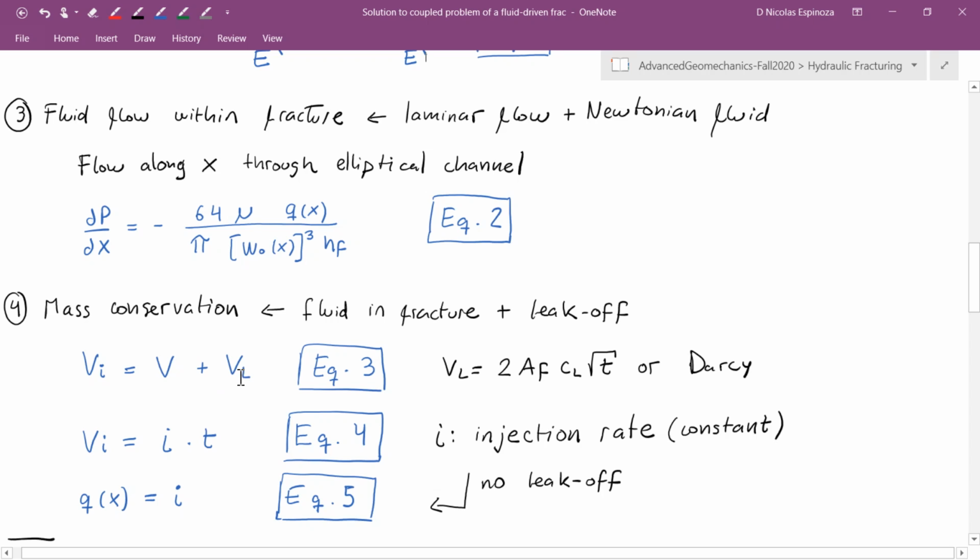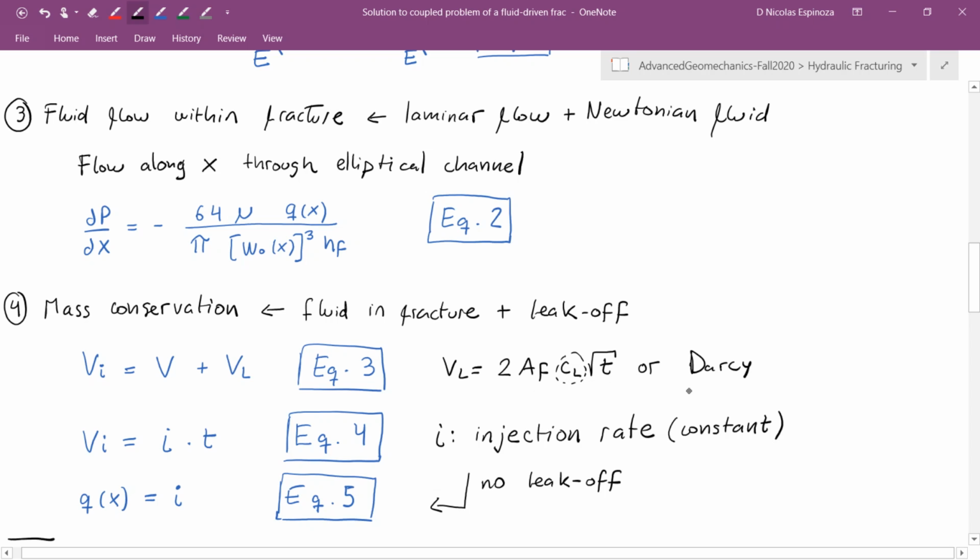If you wanted to solve for leak-off, you have two approaches. You could either go this route and assume a simplified solution with the Carter leak-off coefficient and assume that the leak-off depends on the square root of time. This is a typical solution for fluid flow from a planar fracture.